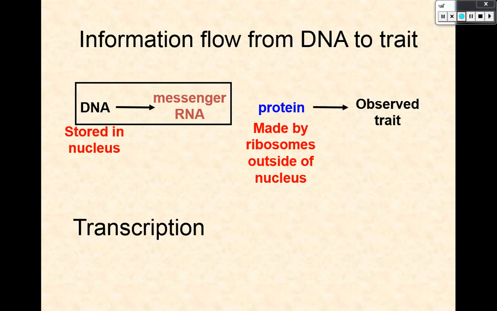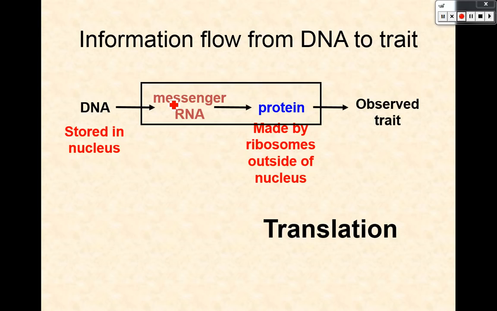So here's where we see that, right? We have the DNA, it's stored in the nucleus, and that gets transcribed, transcription, into mRNA, messenger RNA. That RNA carries a message. So the DNA is responsible for the order of the bases in the mRNA.